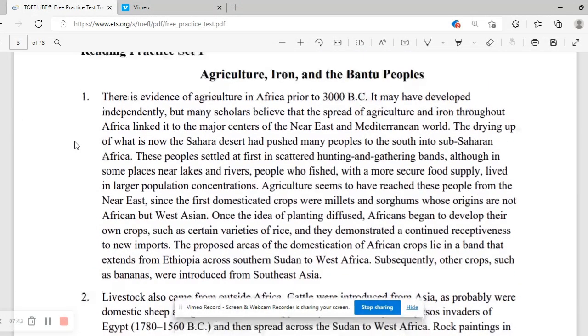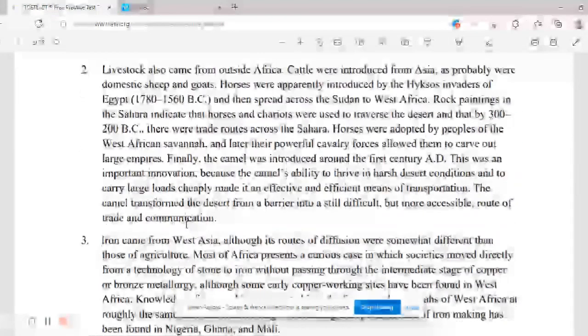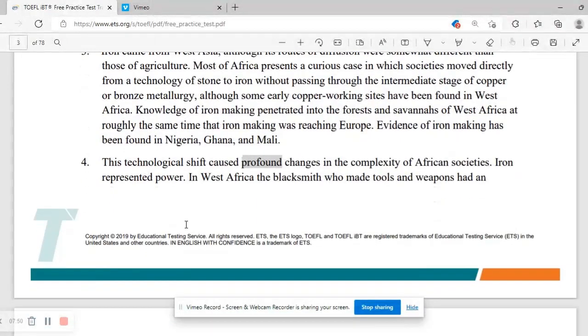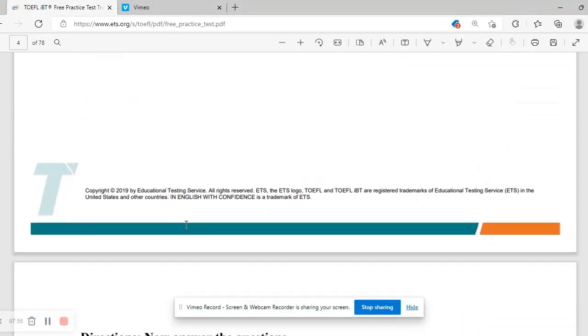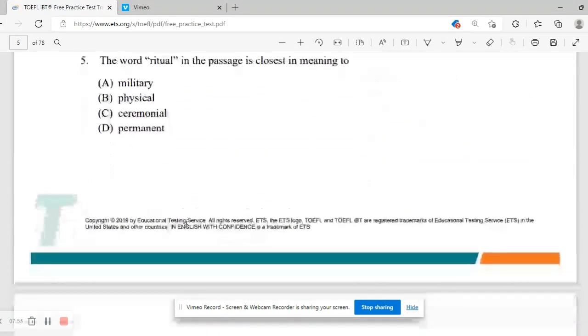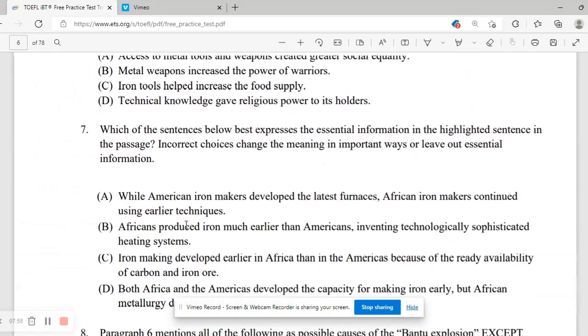So there is one paragraph, okay, you can see there is one paragraph. There is another one. Okay, there is a third. There is a fourth, fifth, sixth, and so on and so forth. Okay, so let's go back to the questions that we are discussing.